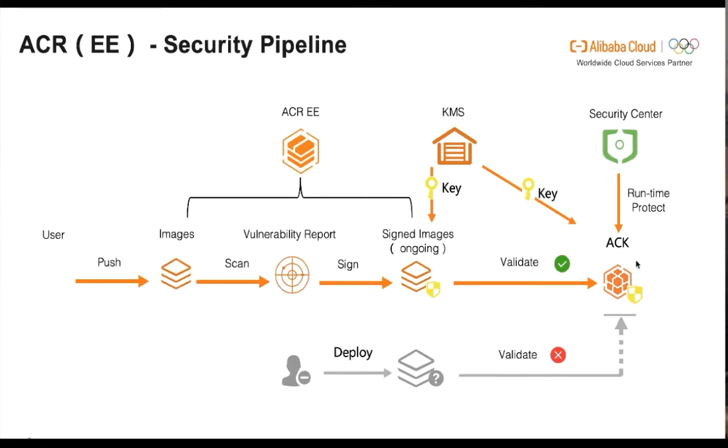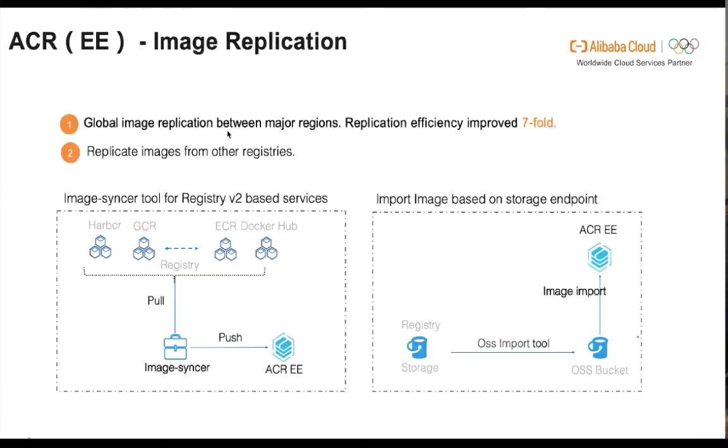And finally, the ACK will accept this kind of secure image, okay? And if someone is trying to deploy something that didn't pass the validation, didn't go through the ACR, it will not be accepted. So this is called a security pipeline. It's very important. And the last scenario I want to introduce is the image replication.